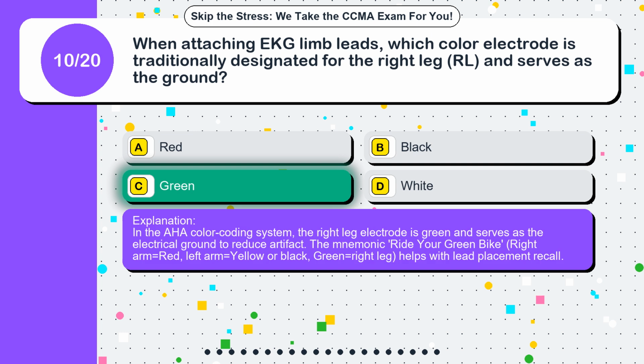In the AHA color coding system, the right leg electrode is green and serves as the electrical ground to reduce artifact. The mnemonic "Ride your green bike," right arm equals red, left arm equals yellow or black, green equals right leg, helps with lead placement recall.